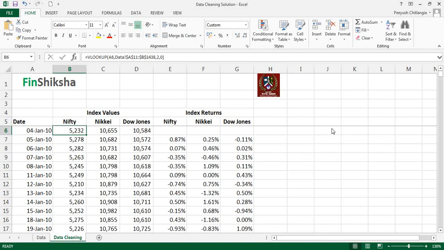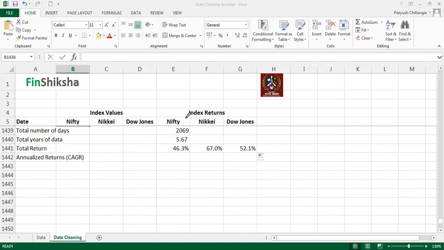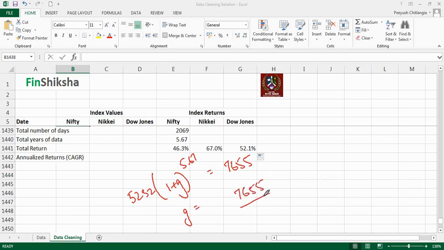5232, and we are trying to calculate the CAGR now, let's say. So we are saying that 5232 growing at a certain rate 1 plus G for 5.67 years should give us 7655, right? So how do I solve for the growth? That's 7655 by 5232 raised to the power 1 by 5.67, minus 1.